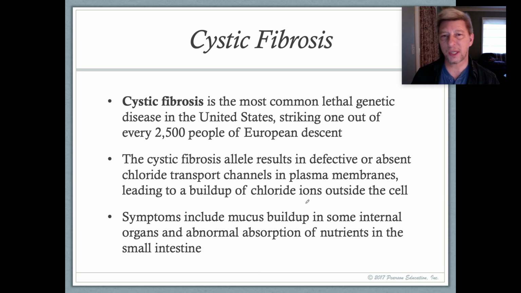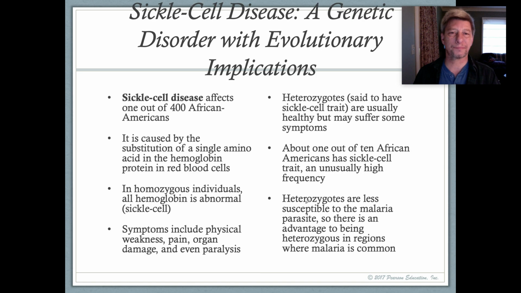Another recessively inherited disease is cystic fibrosis. It is a disease that causes the buildup of mucus in the lungs because of some chemical aspects. There's an enzyme that doesn't allow chlorine ions to move in and out, and mucus builds up in all of the organ systems. But the disease itself isn't important right now. It is a recessive allele, and you can read more about this in your textbook.